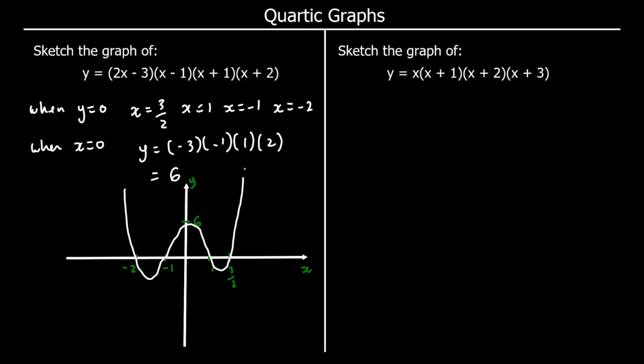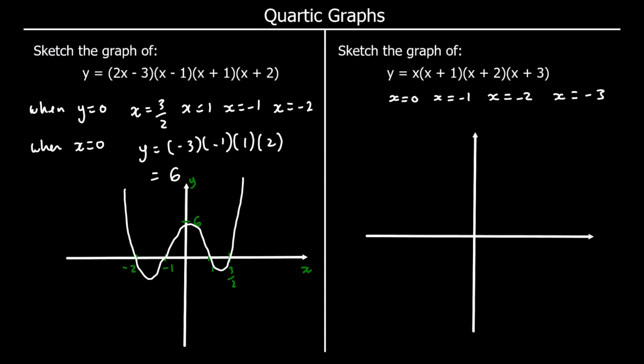Here's one for you to try. Pause the video and give it a go. So we need to find the points where it crosses the axes. When y equals 0, either x is 0, so it goes through the origin, x is -1, x is -2, or x is -3. That's what makes all the brackets 0. And we know it's going through the origin, so when x equals 0, y will be 0 as well. So it's going through 0, 0, crossing at -1, -2, and -3.